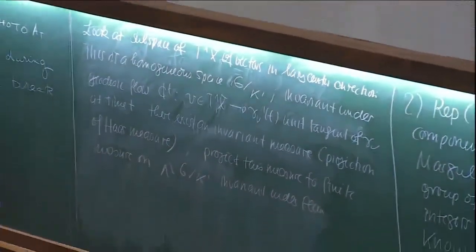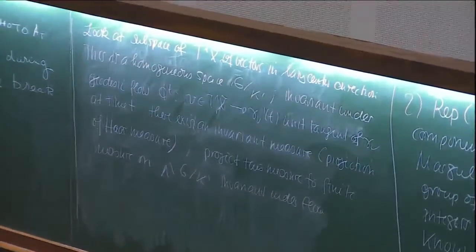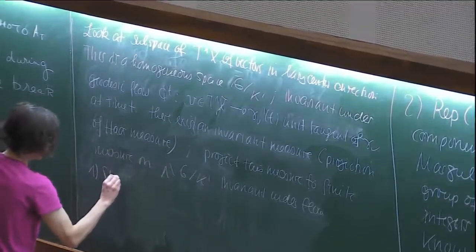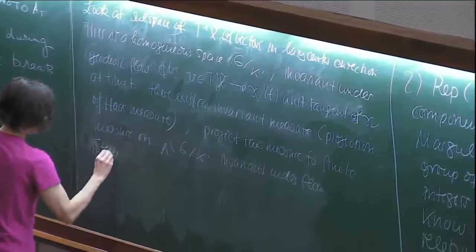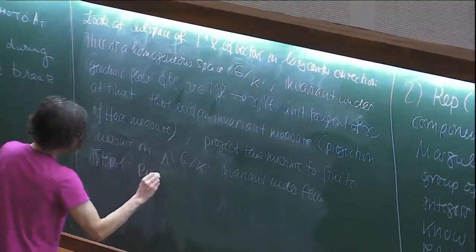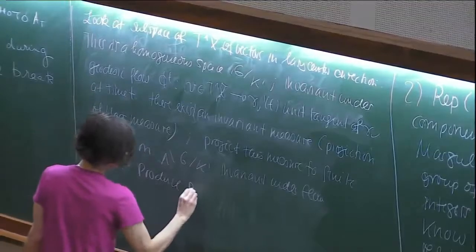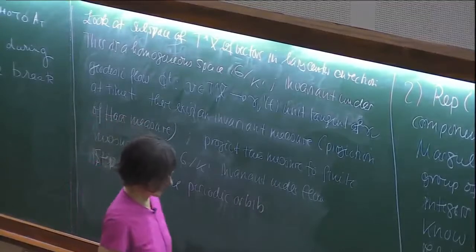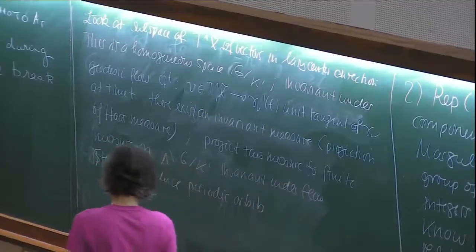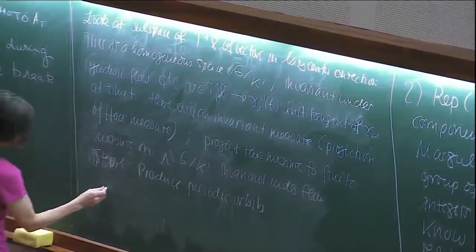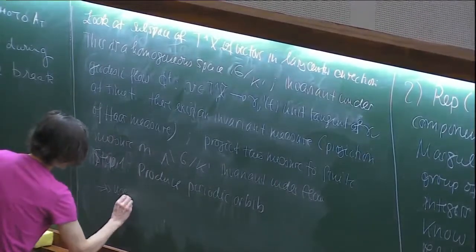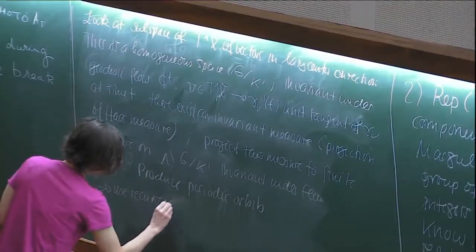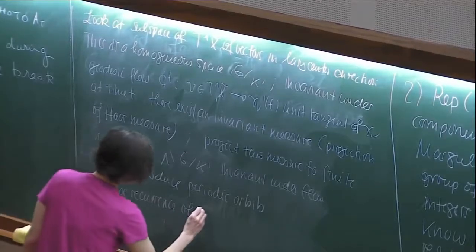Now what I'd like to do is a couple of steps. The first step, step 1, is to produce periodic orbits. This is relatively easy. You use recurrence. You now have a flow in a compact space. Use recurrence of the flow.